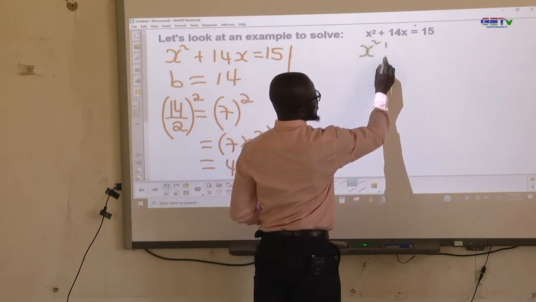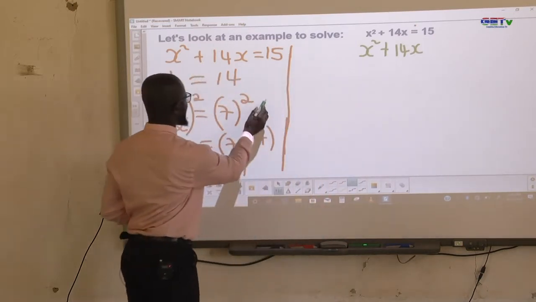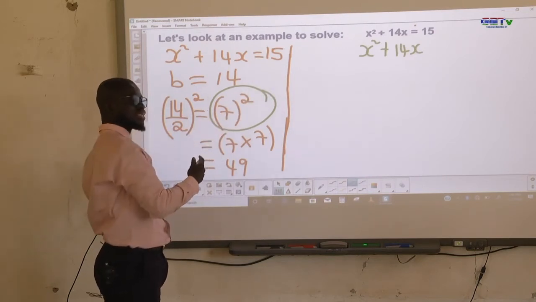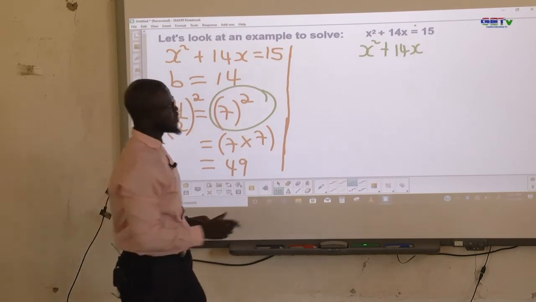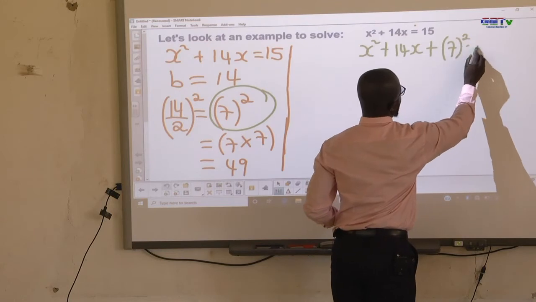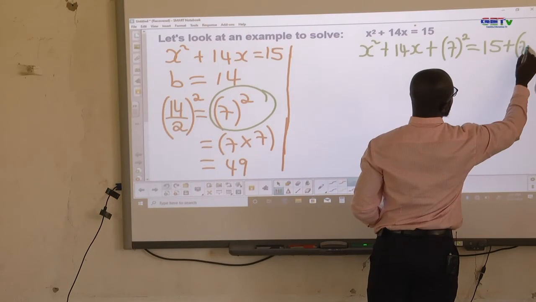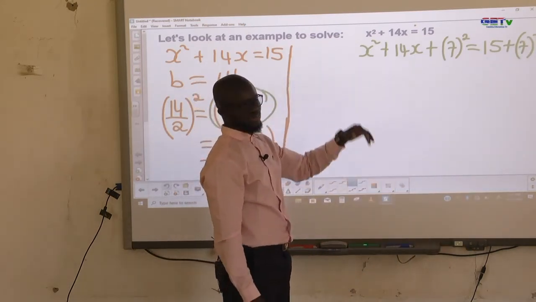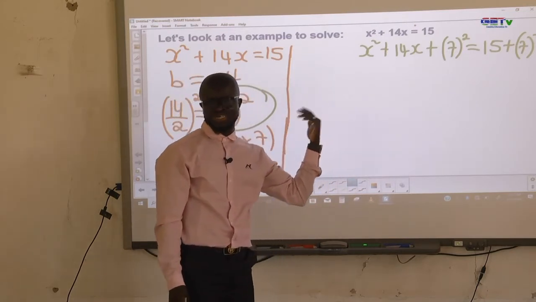x squared plus 14x. We are going to take this number here and add it to the left-hand side and at the same time to the right-hand side, as stated in the rules. You add 7 squared to the left, and 15 on the right-hand side plus the same thing again, 7 squared. Now, if you look at this equation, can we pay attention to what is going to happen on the left-hand side?